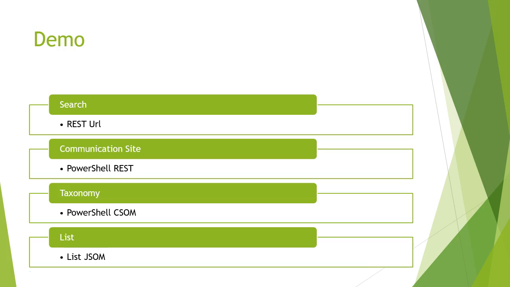To understand all this, I'm just mixing up various techniques and the various objects. For demo purpose, first we'll start off by doing the REST. So we'll start off by REST URL construction for search. Then we'll try to create a communication site using PowerShell. Then we'll look at JSON and CSOM.